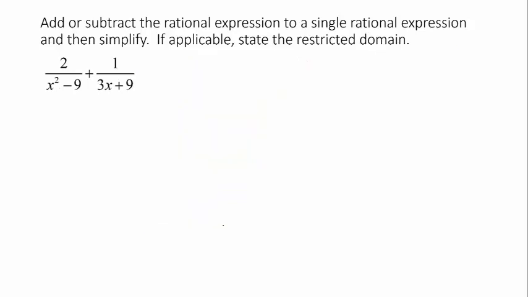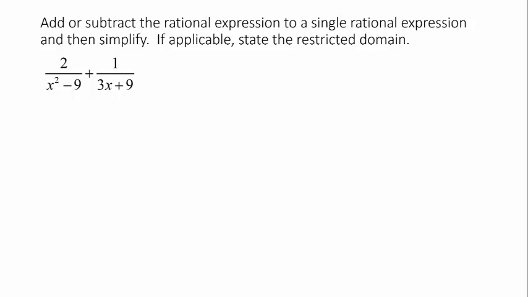Let's try another example. Same directions, we're adding or subtracting. In this case, we're adding, and we're going to try to combine this to a single expression and simplify it, and also state any domain restrictions if that applies. Okay, so in this particular problem, we've got 2 over (x squared minus 9) plus 1 over (3x plus 9).